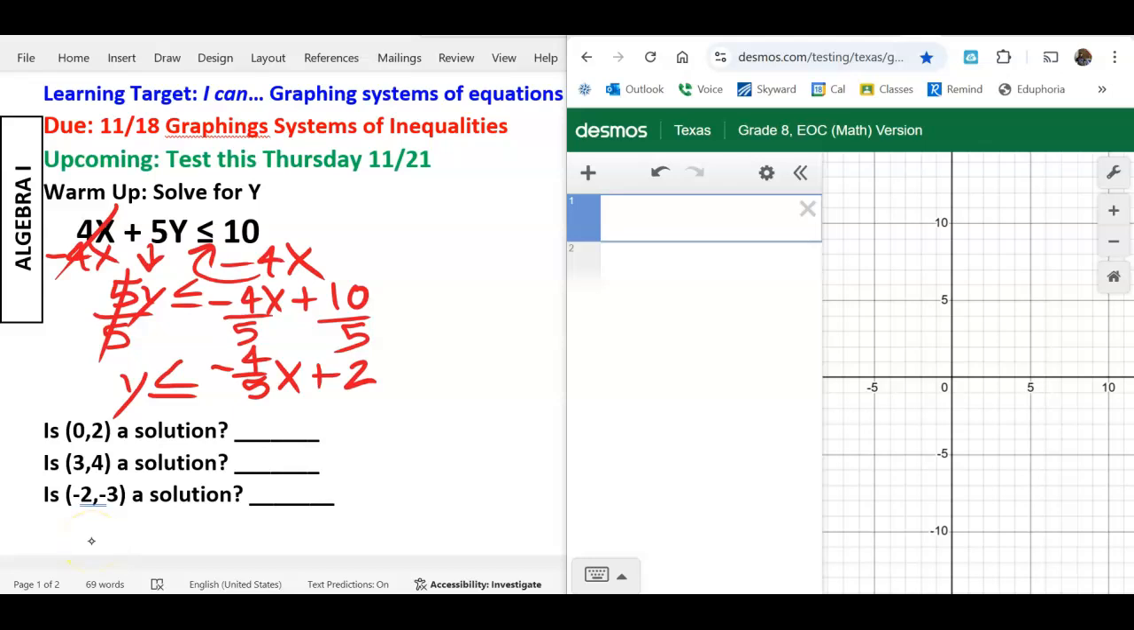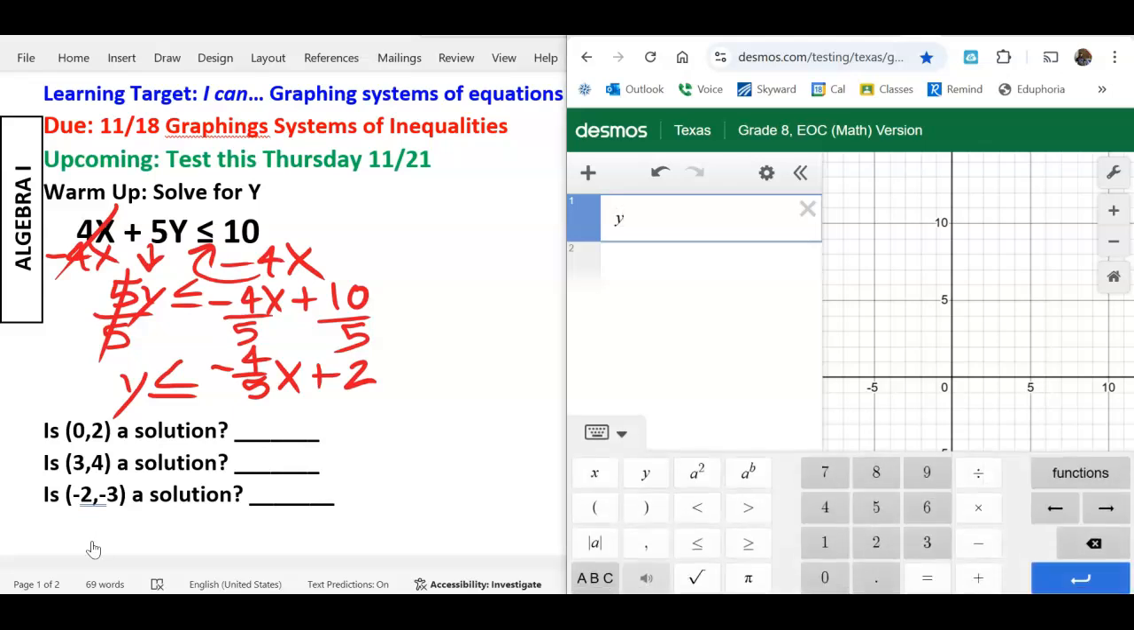So I'm pulling up Desmos. Now here's the question. Can I graph an inequality? I'm going to show you the answer is no. And it makes no dang sense. But anyway, if you put y less than or equal to negative 4 over 5 x plus 2, nothing's going to happen. Does everyone hear me say this? You cannot graph inequalities. You can only graph equality, equal sign, equations, right?